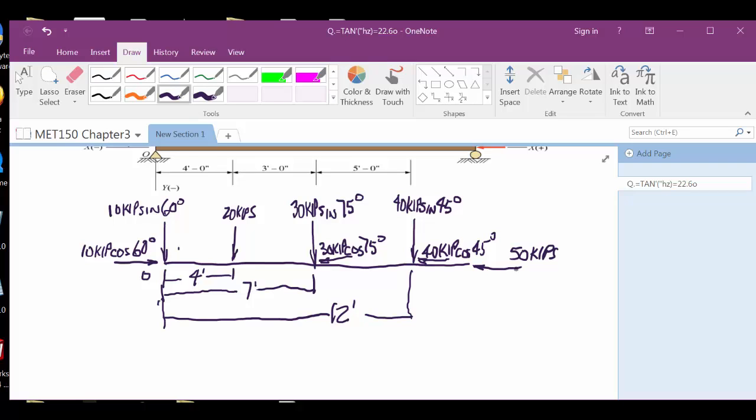Now, if we were solving for the reactions at O and the other end, we could ignore the 50, the 40 kips cosine of 45, the 30 kips cosine of 75, and 10 kips cosine of 60. We could ignore those because they go through the point, don't they? They don't cause any moment. But they are causing that reaction force to do something. So this is what's different about this section than the previous section.